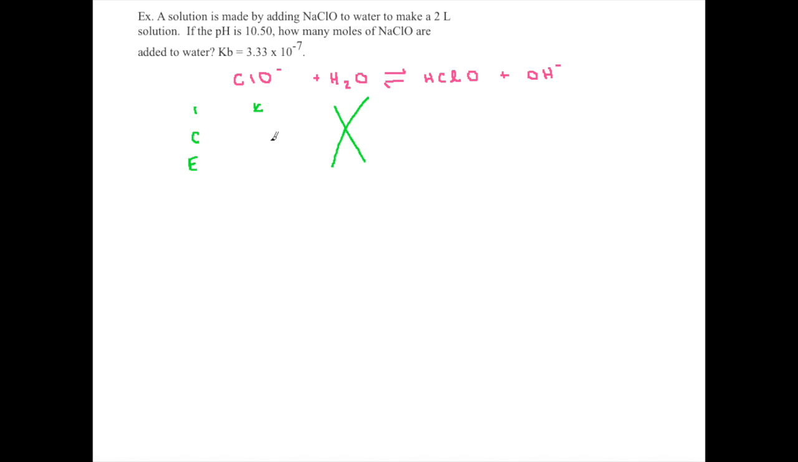Which means I've got to figure out what the change is, because I know it's going to be minus whatever value, plus whatever value, plus whatever value. Well, I know I start with 0 of this, so I've got to figure out what the final concentration of these two products are in order to determine how much these values are going to change. Well, I can actually do that because I know what my pH is. My pH in this problem is 10.50, which tells me that my pOH equals 3.50, and from that I can calculate my concentration of hydroxide.